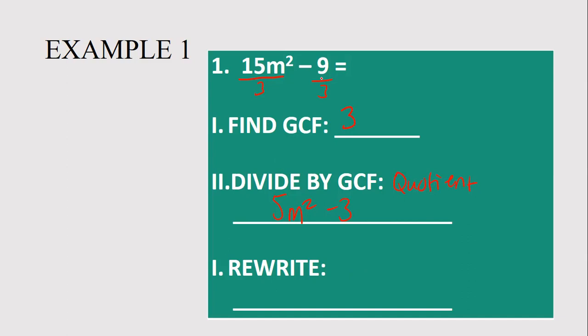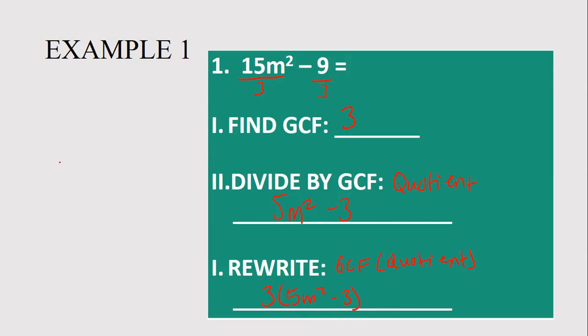What is the biggest number that divides evenly into 15 and 9? 3. So when we rewrite this, it's written as your GCF times your quotient. What was our GCF? 3. What was our quotient? 5m squared minus 3. Bam, you just factored using GCF.